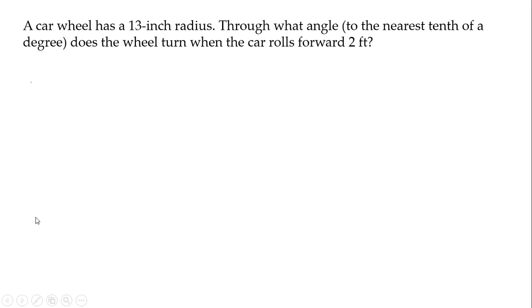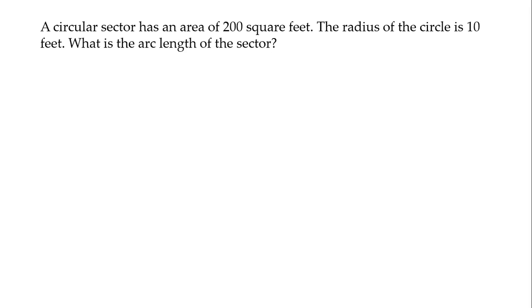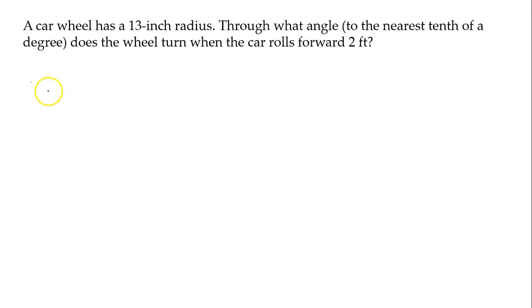All right, so this next one, it says a car wheel has 13-inch radius. Through what angle to the nearest tenth of a degree does the wheel turn when the car rolls forward 2 feet? Okay, so very similar to the last one, actually. We have radius, it's 13 inches. And then we're asked what angle does the wheel turn when the car rolls forward 2 feet. Again, that measurement given to you is going to be your arc length.